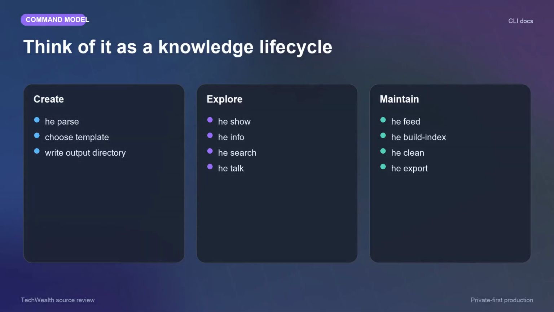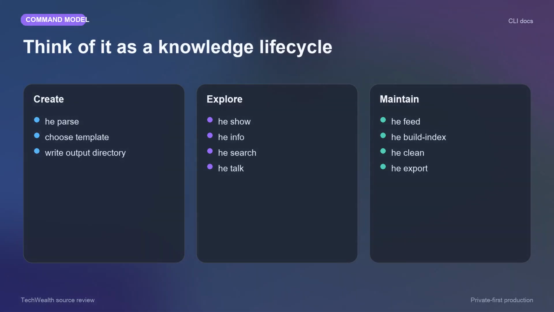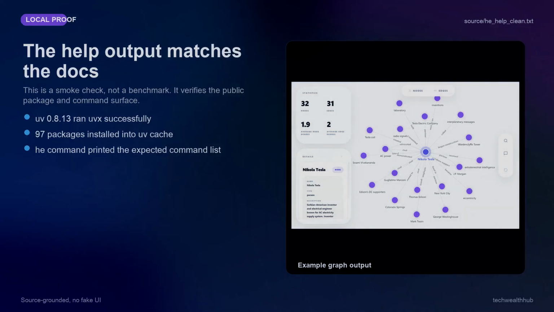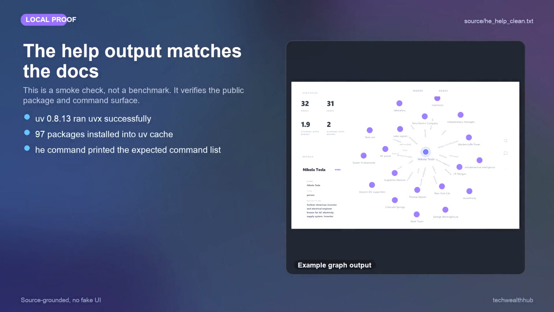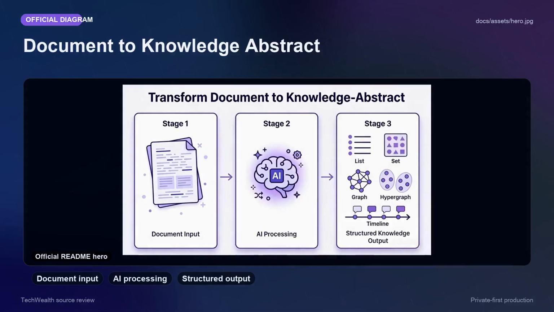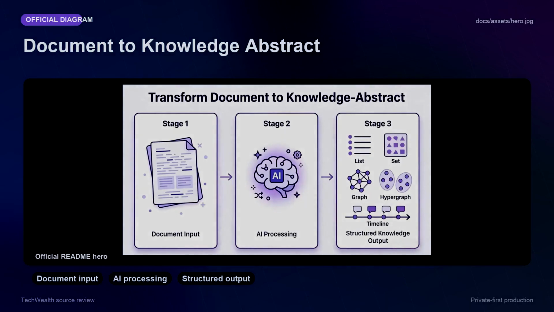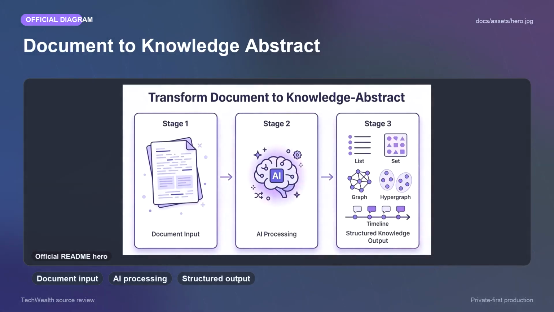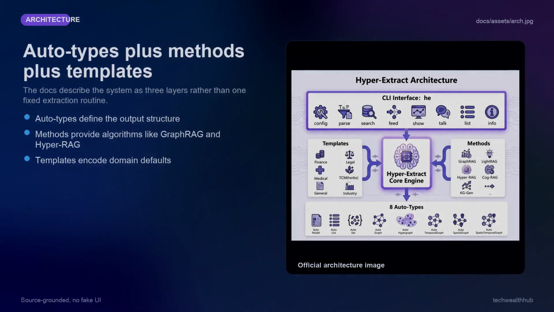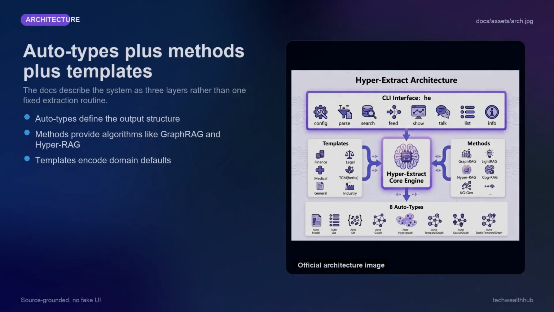I also verified the published CLI locally with UVX. The command list includes parse, show, info, search, talk, feed, build index, clean, list, config, and export. That is the part that makes this feel more like a knowledge workflow than a one-off parser. The strongest visual proof is the output model. The official screenshots show a document moving through AI processing into lists, sets, graphs, hypergraphs, and timelines. The graph visualization example uses Nikola Tesla, with visible nodes, edges, and a details panel.